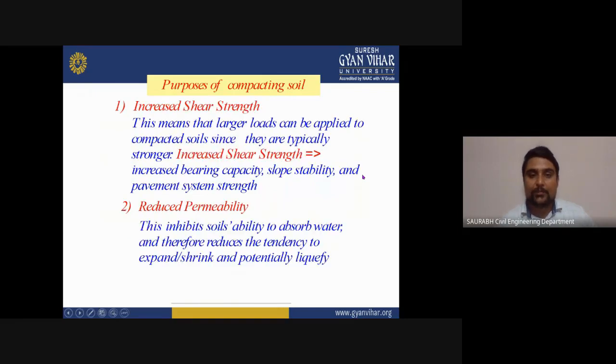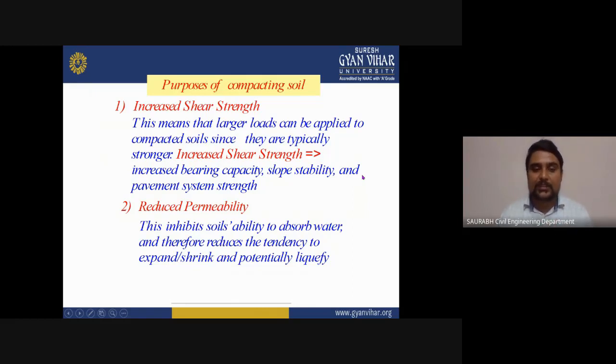Now we will see the purpose of compacting soil. It increases the shear strength. This means a larger load can be applied to the compacted soil since it is typically stronger, with increased shear strength, increased bearing capacity, slope stability, and pavement system strength. The first thing is very important, increased shear strength, because if your soil is not well compacted, what will happen? There may be a chance of shear failure.